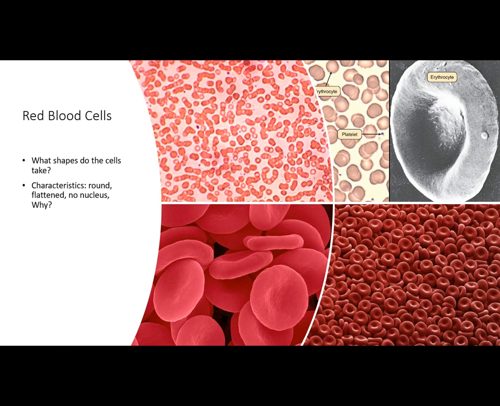Okay, now we have red blood cells. These ones are pretty interesting, I think, because one of the characteristics of a red blood cell is that it has no nucleus. They're round and flattened. But the reason they have no nucleus is so that there is more room for this protein in them called hemoglobin. And hemoglobin basically is an oxygen carrier.